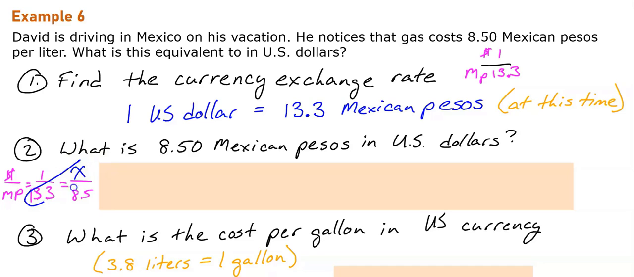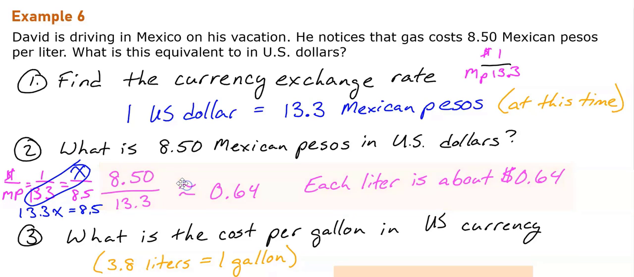So I cross multiply: 13.3x equals 8.5. So I now need to divide both sides by 13.3, and that gives me approximately 0.64. So each liter is about 64 cents.